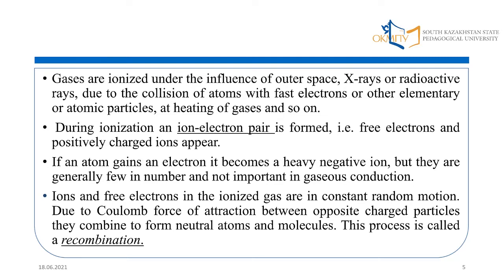Gases are ionized under the influence of outer space, X-rays or radiative rays, due to the collision of atoms with fast electrons or other elementary or atomic particles, at heating of gases, and so on. During ionization, an ion-electron pair is formed: free electrons and positively charged ions appear. If an atom gains an electron, it becomes a heavy negative ion, but they are generally few in number and not important in gas conduction. Ions and free electrons in the ionized gas are in constant random motion. Due to Coulomb force of attraction between oppositely charged particles, they combine to form neutral atoms and molecules. This process is called recombination.